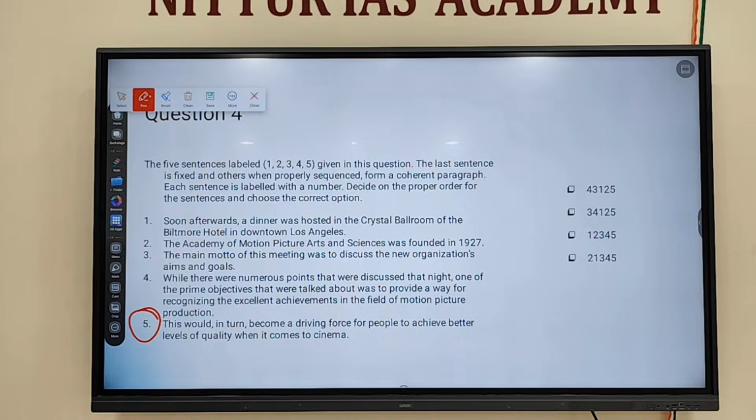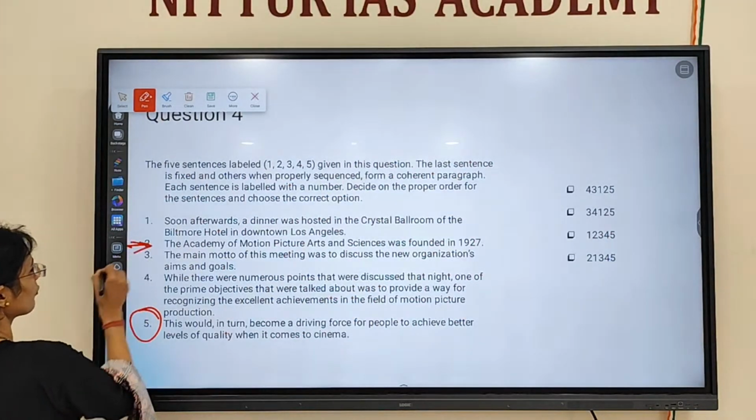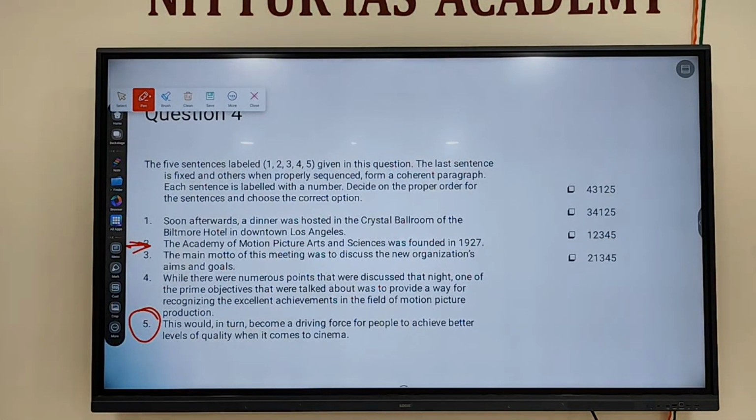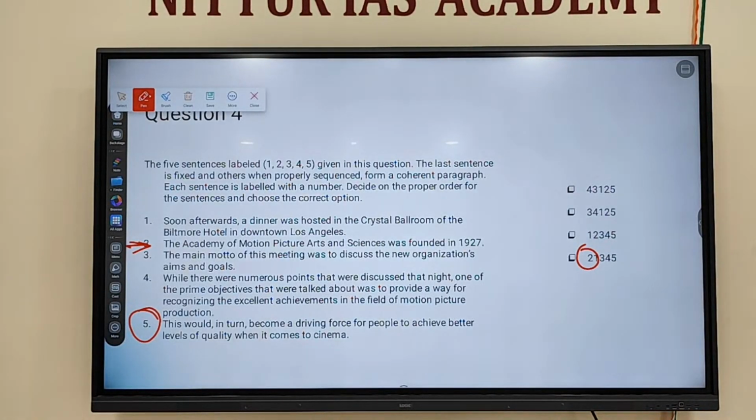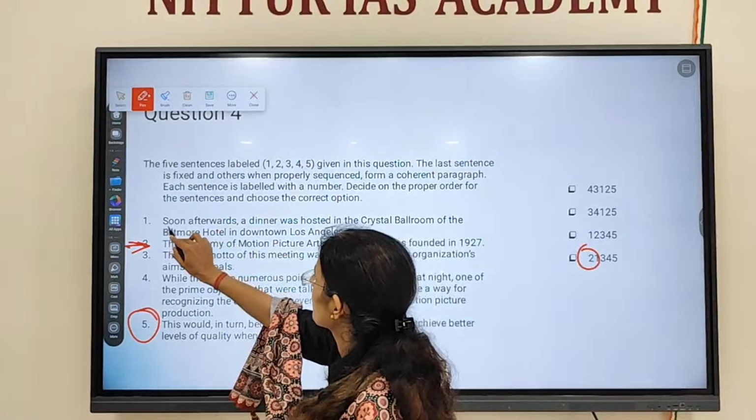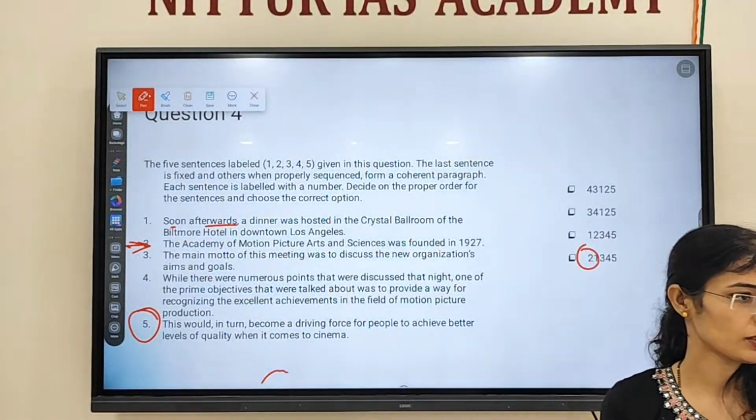Okay. 2 seems to be the introductory sentence, isn't it? Yeah. So we'll go on with 2. And the next, we said 2, 1, 3, 4, 5, right? Yeah, just finding out the introductory sentence. But we should be very sure. Yeah, it carries forward the next sentence. Soon afterwards is not going to be the introductory statement.